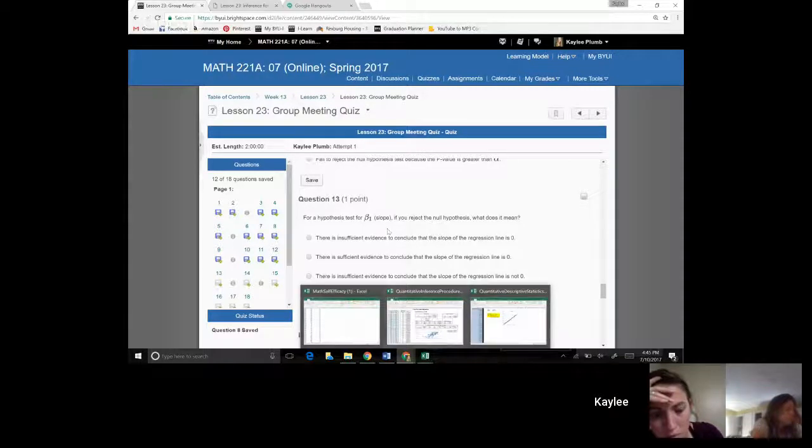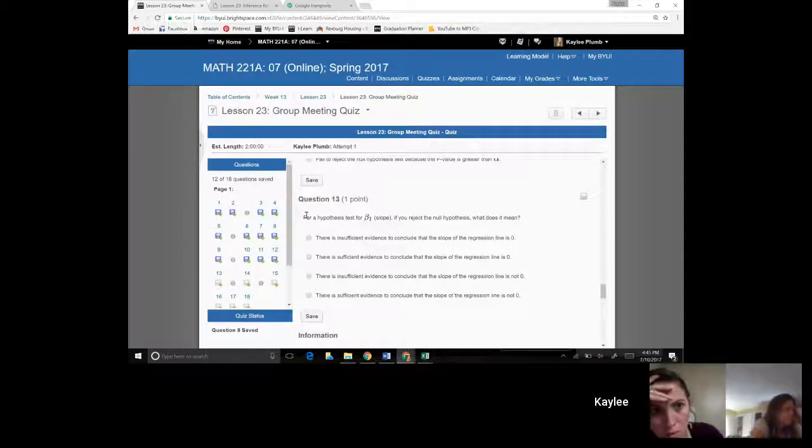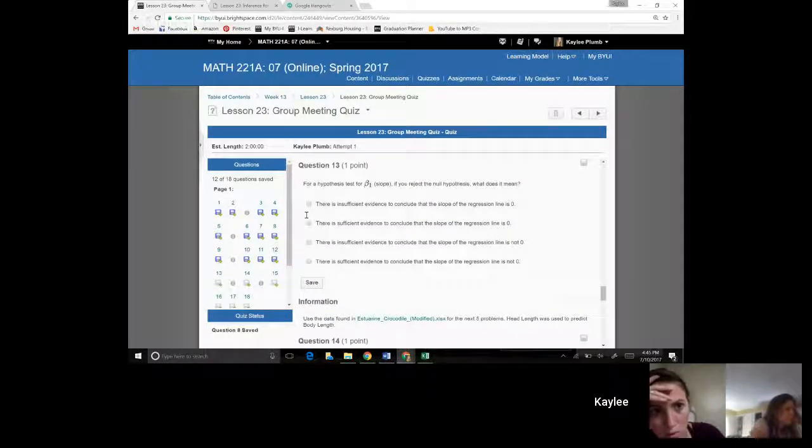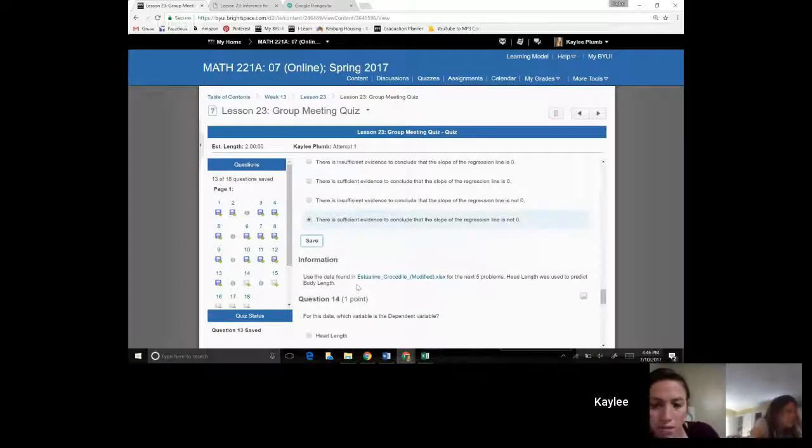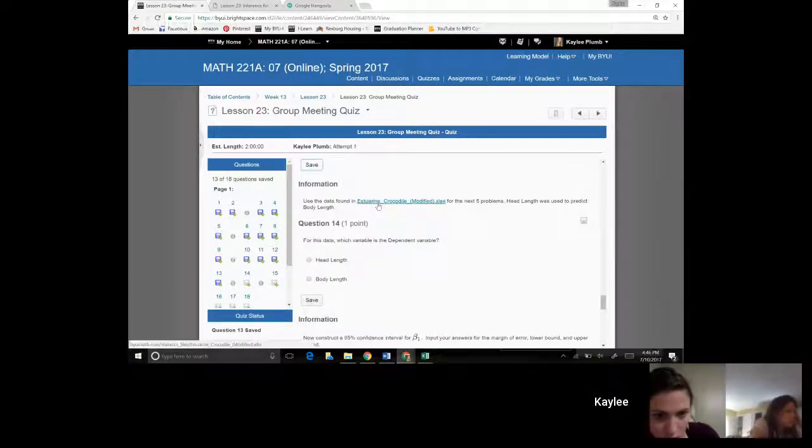So if you reject the null, what does this mean? The third one, there's insufficient evidence to conclude that the slope of the regression line is not 0. Wait. I think it's the fourth, the last one. Yeah, there's sufficient. Sorry. Yeah, you're right. It's the last one. My computer's like freaking out. Yeah, so we did the last one.